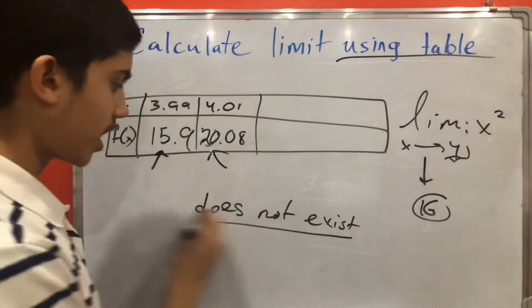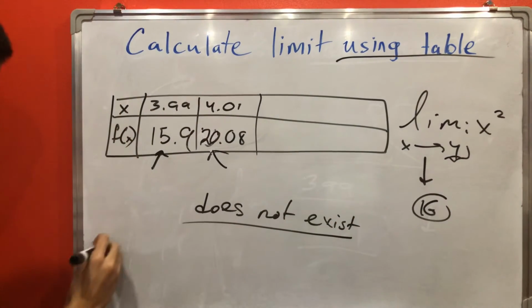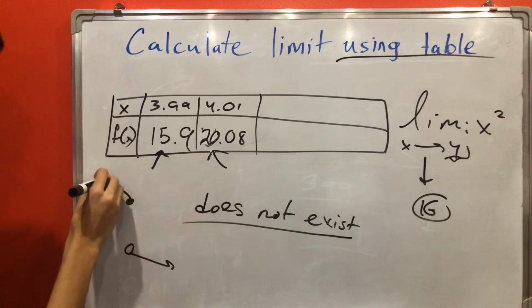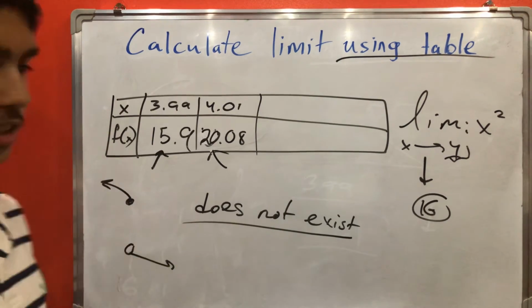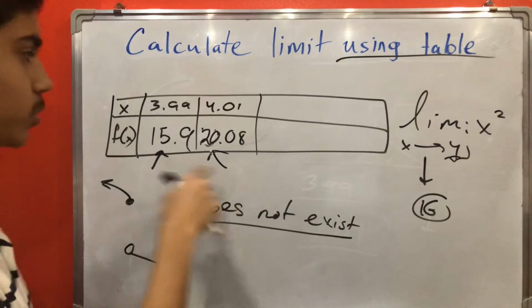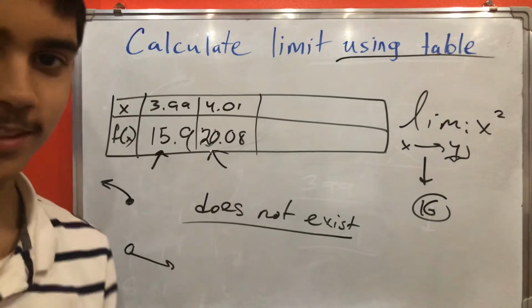Because that means that our graph is looking something like this. There's probably an open circle and a closed circle, and the function is kind of off. That's why, with the positive and the negative sides, we have to check both of them when we are trying to use a table. So that's how we do it.